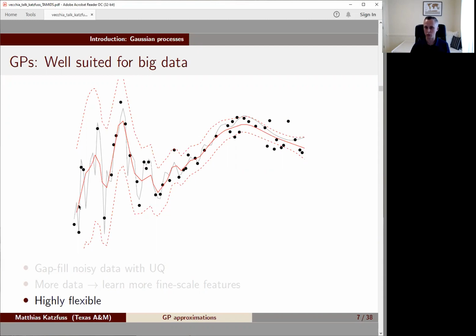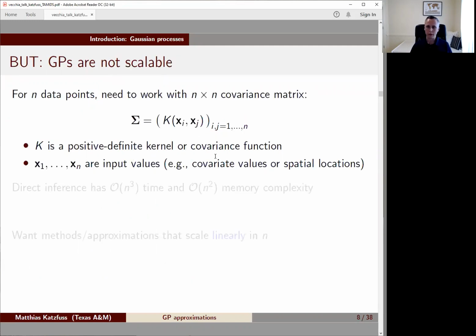So here, for example, is a toy function that is very rough on the left and then much more smooth on the right. So we have some nice properties for Gaussian processes. The big drawback of Gaussian processes is that they are not scalable.